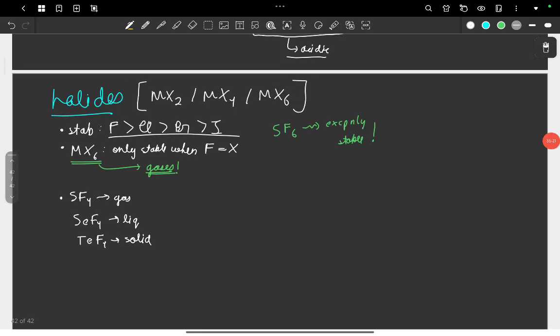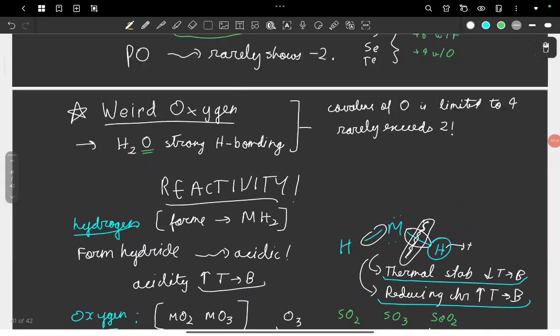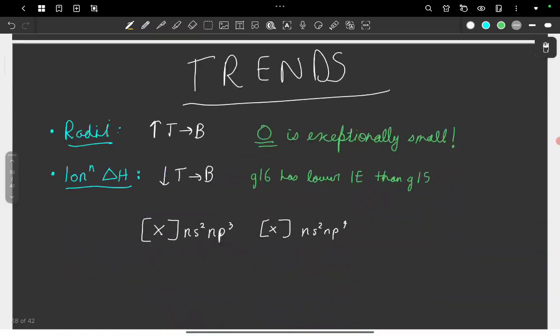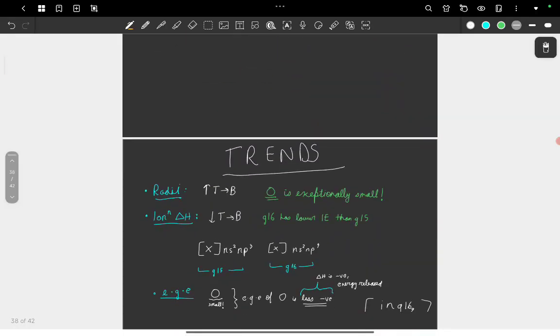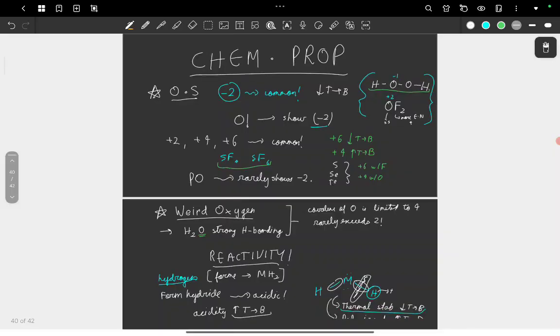So I guess this was it. That was the entire group 16 of the P block elements, and I hope this lecture was helpful to you. I have explained every point mentioned in the NCERT in great detail, and if you have any doubts, just let me know.